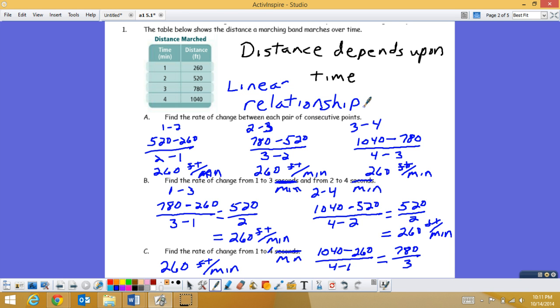Okay? In the next video, we're going to talk about how we find the slopes of different lines, whether it be graphs or given the slope between 2 points.